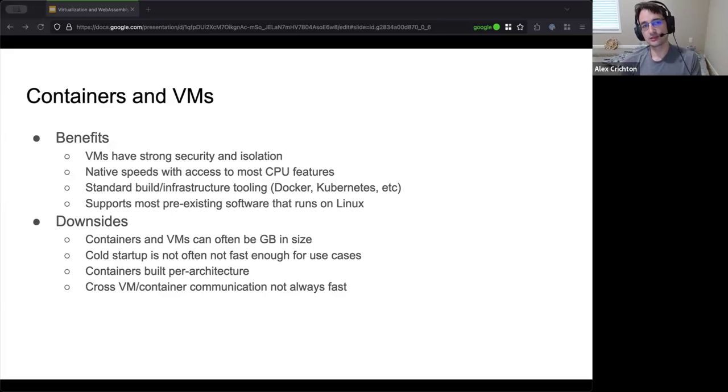Some of the major downsides of containers, though, are that virtual machines can be very large. They can be multiple gigabytes in size for disk images and all that fun stuff. It can take a very long time to boot them up, from when they weren't running to when they are running and ready to handle requests. You have to do things per architecture. You can't just build one thing for one machine; you have to have a couple of different ones. And finally, if you want two VMs to talk to each other, you often have to go over the network, with various orchestration and things. It's not always the fastest thing necessary.